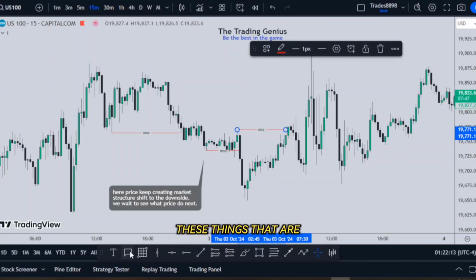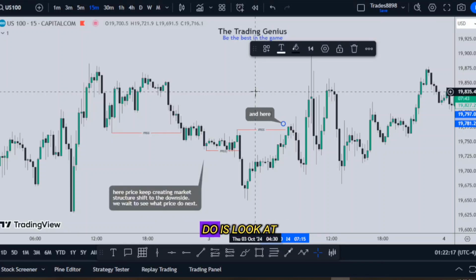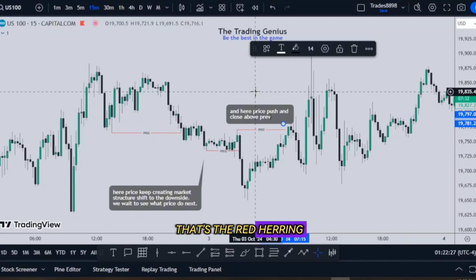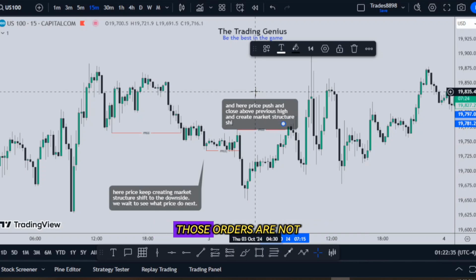These things that are trying to point to where orders are, all you have to do is look at a 1 minute, a 5 minute, a 15 minute time frame, and you'll see every liquidity pool that these little bubbles or these little things are showing you. You don't need to know a number. The number is the red herring. That's the Judas swing gimmick of that process of visualizing how many orders are there. Those orders are not all literal. They're not actually going to be there when price trades to it.